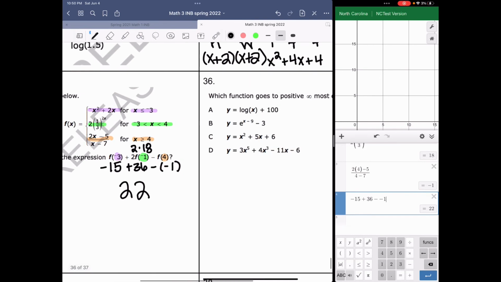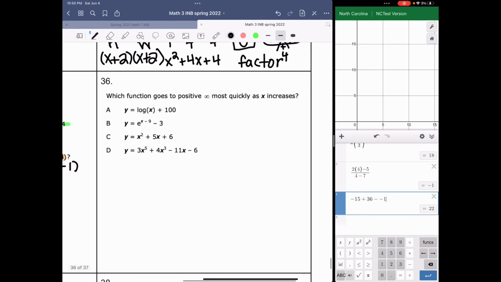All right, for number 36, it says which function goes to positive infinity most quickly as x increases. So most quickly means which one is the steepest. So which one is going to have the steepest change on the right side? Why the right side? Because it's when x increases.